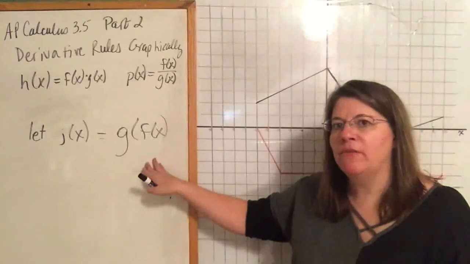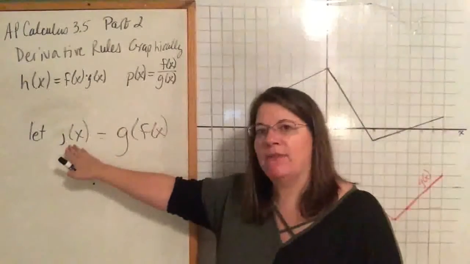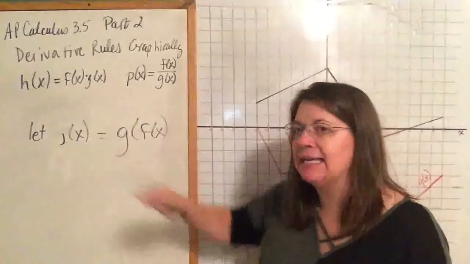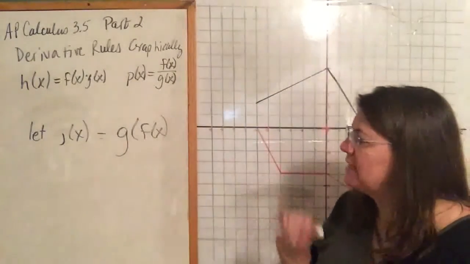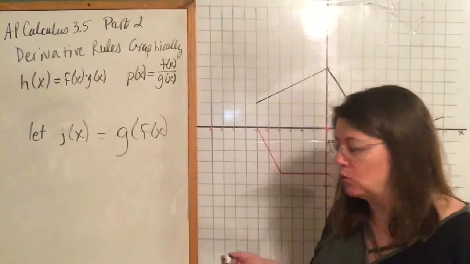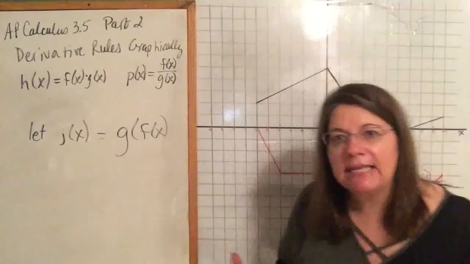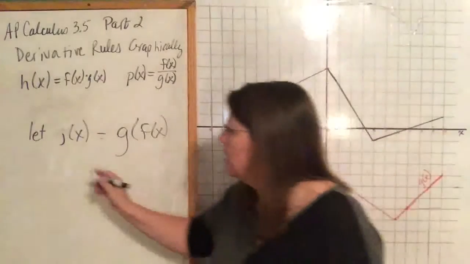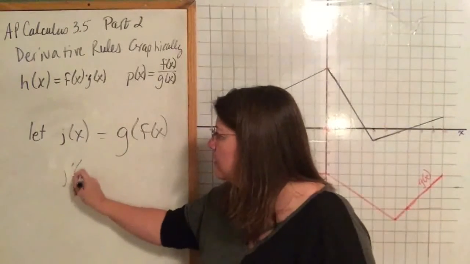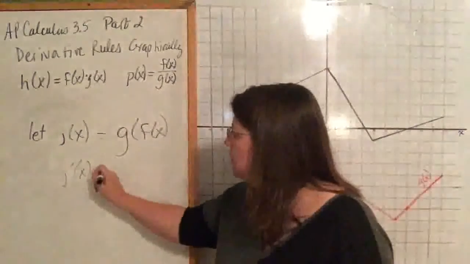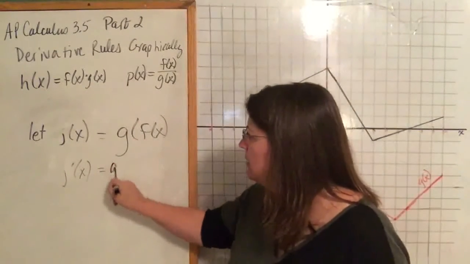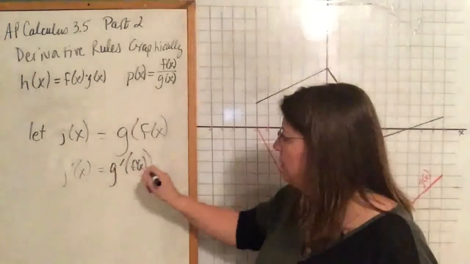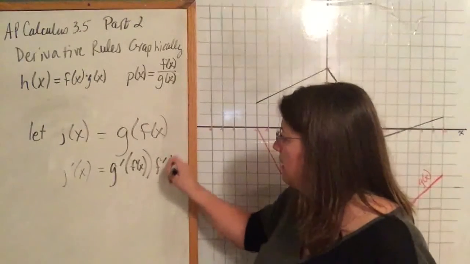Now I'm going to do one involving the chain rule. I'm going to let j of x equal g of f of x. In other words, the f function is inside the g function. So if I were to take the derivative of that, I would have to use the chain rule. And remember, in the chain rule, we take the derivative of the outside function times the derivative of the inside function. So j prime of x would be equal to g prime of f of x times the derivative of the inside part, f prime of x.